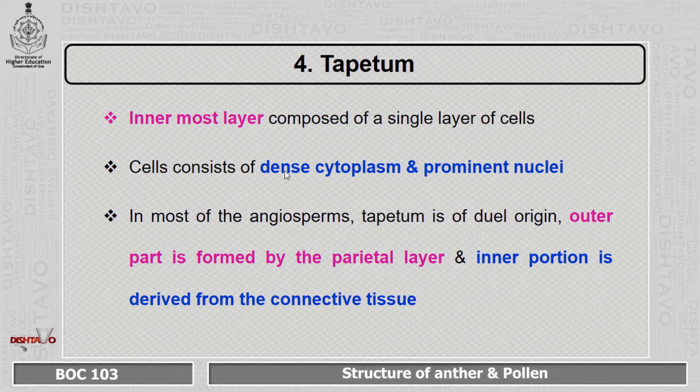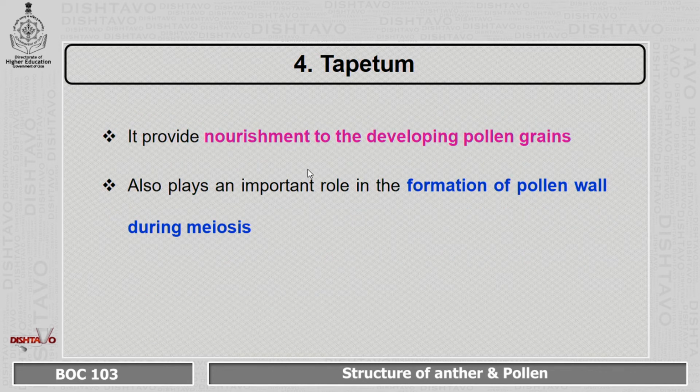Coming to the innermost layer, the tapetum, which is composed of a single layer of cells. It contains a dense cytoplasm and prominent nuclei. In most of the angiosperms, tapetum is of dual origin, that means the outer part is formed by the parietal layer, whereas the inner portion will be derived from the connective tissue. Talking about its function, it provides nourishment to the developing pollen grains, which will ultimately develop from the sporogenous tissue. It also plays a very important role in the formation of the pollen wall during the meiosis.